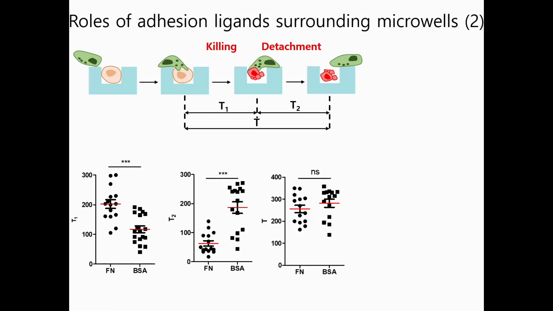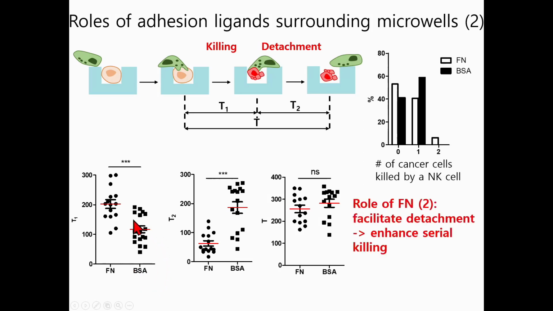And we measured two different parameters. One is engagement to killing, how fast they kill the target. The second is the detachment time, because after killing, they have to detach and migrate to another target. When we compared the fibronectin and the BSA case, it's very straightforward that the BSA did a much better job. They killed much faster. But when we look at the detachment, it takes much longer because it's a very slippery surface, nothing to grab afterward. So when we compare the total time for killing, they were comparable.